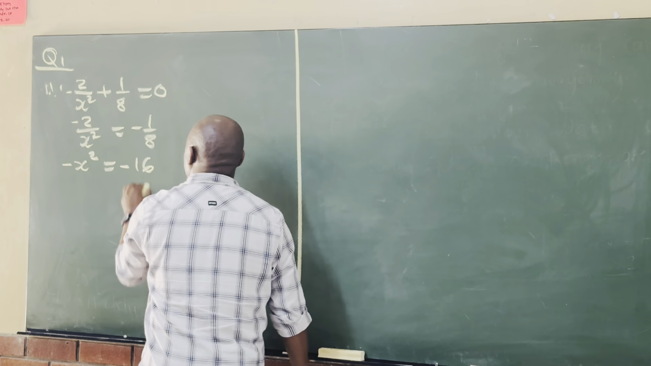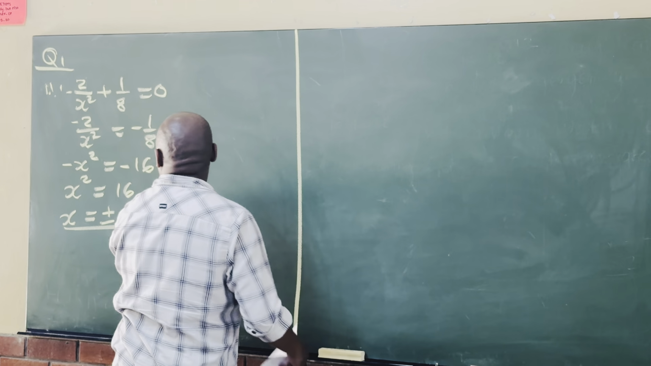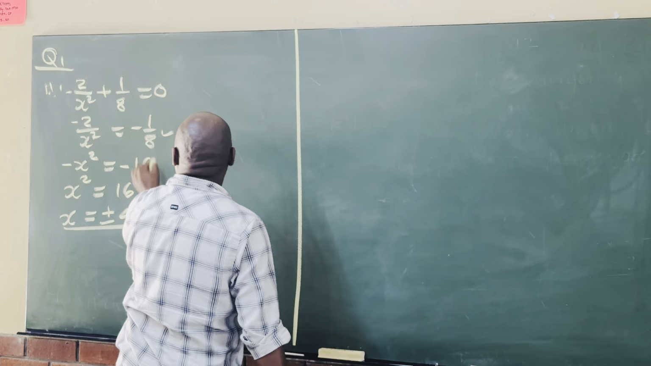Then you square both sides. But you have to be careful. If you square both sides, you need to say plus or minus 4 is our solution for number 1. Okay? Then you get your 3 marks. Then we have 1.1.2.